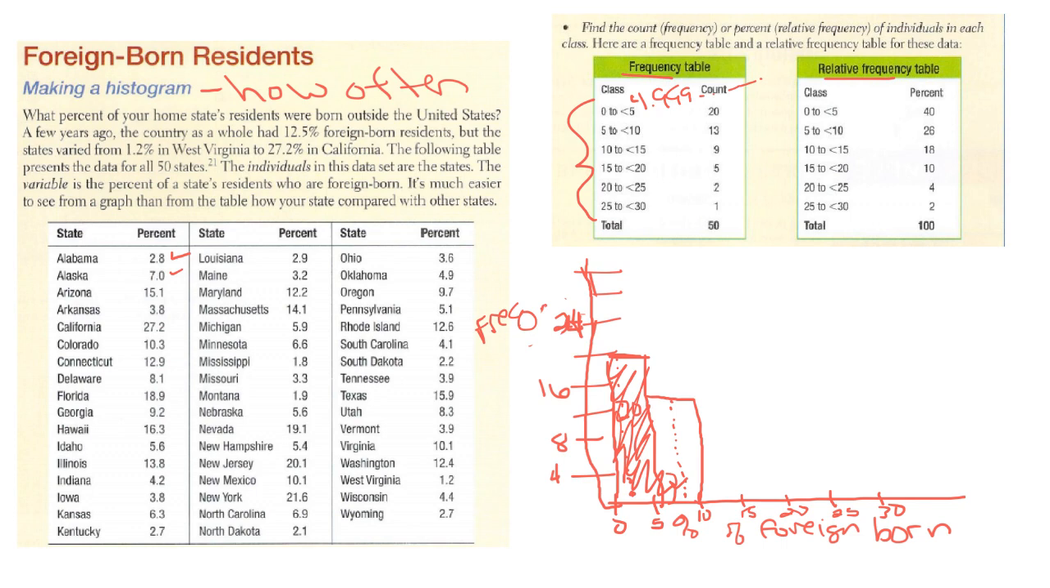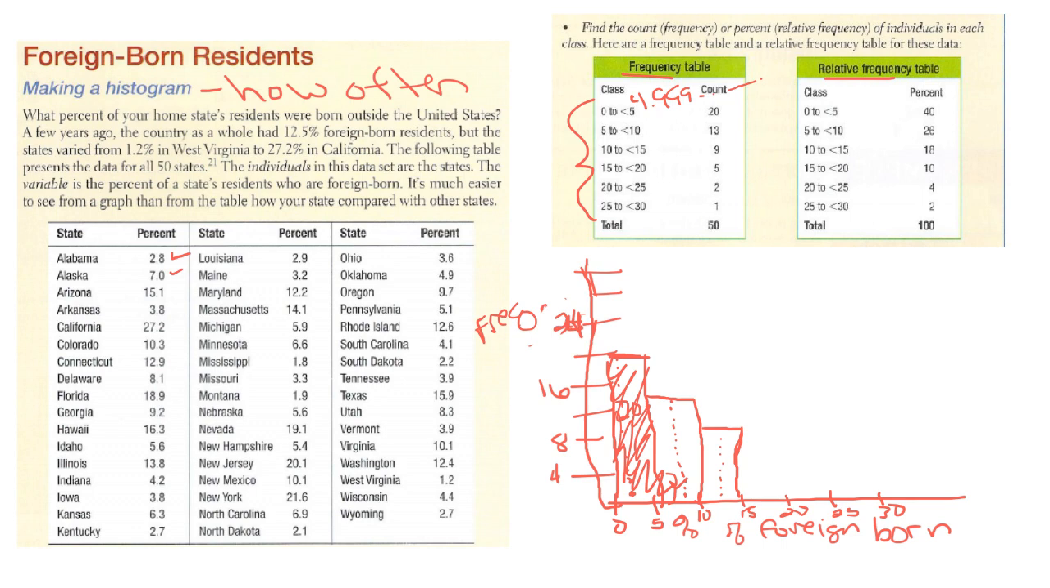My third bin is 10 to less than 15%, which is 9 states. I'm having trouble drawing straight lines. So again, 9 states. You don't have to draw the dots. I'm just trying to help you visualize what's happening here. 5, 6, 7, 8, 9 states fall there.